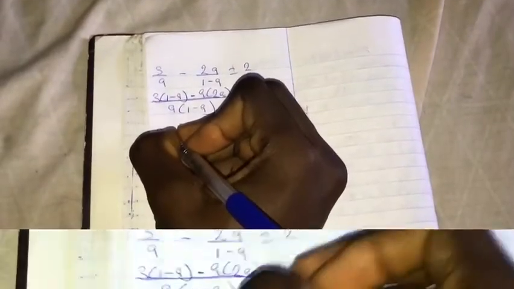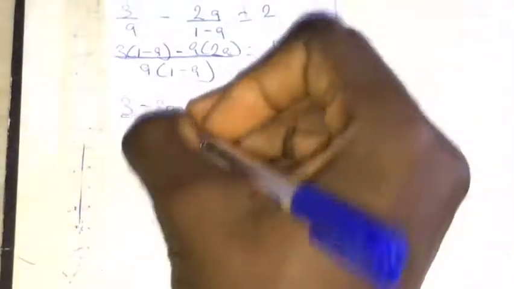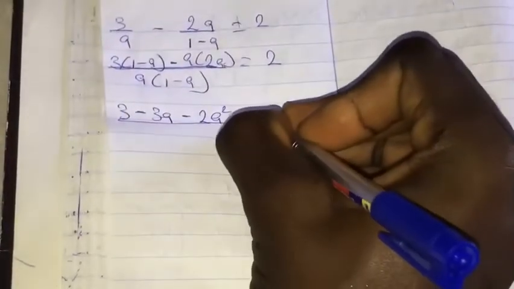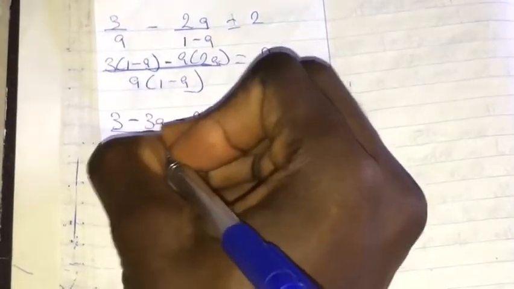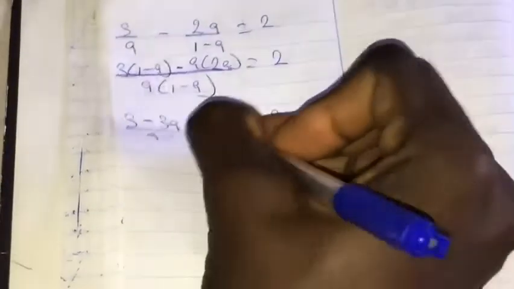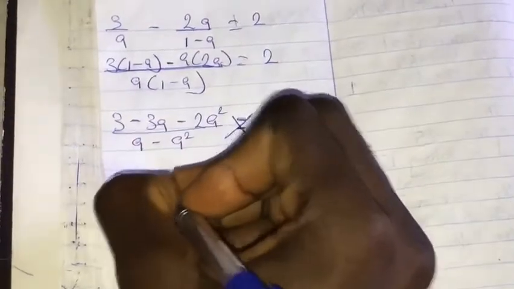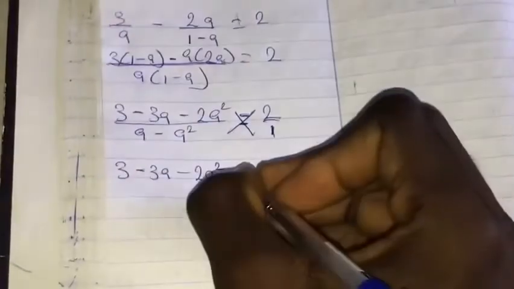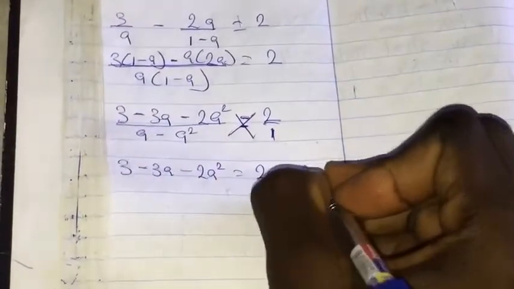The next step is you expand the bracket. That's 3 minus 3a, minus 2a squared. So we're having a square. This is already leading to a quadratic equation. It's equal to 2 all over, then we expand this too. That is a minus a squared. So you cross multiply. Remember, this is automatically over 1. That you have 3 minus 3a minus 2a squared is equal to, if you multiply this, 2a minus 2a squared.